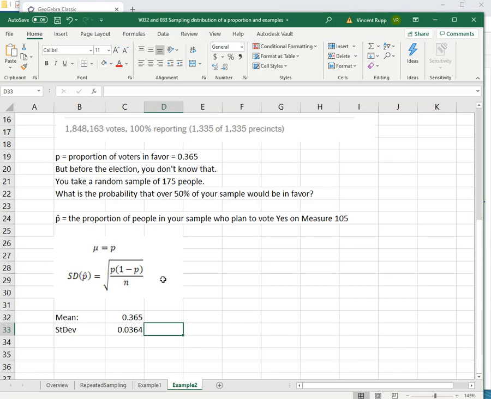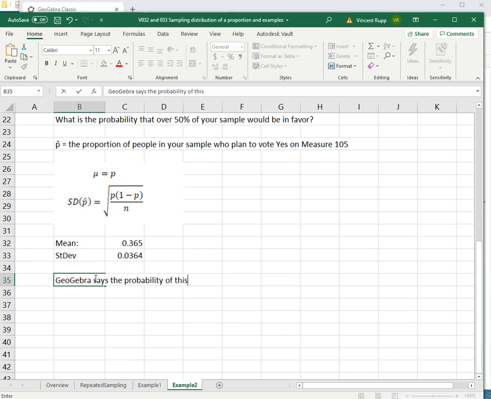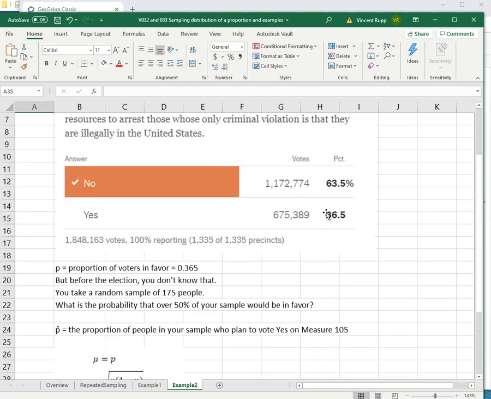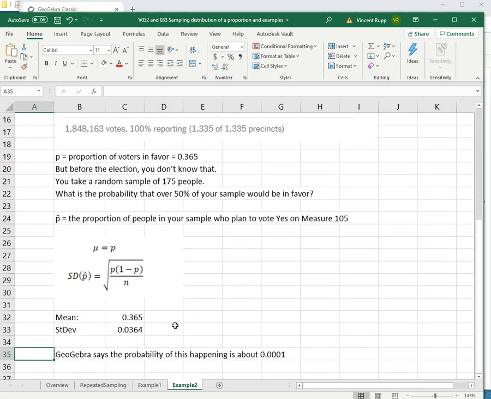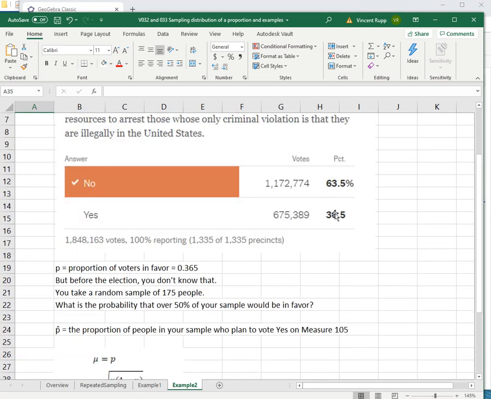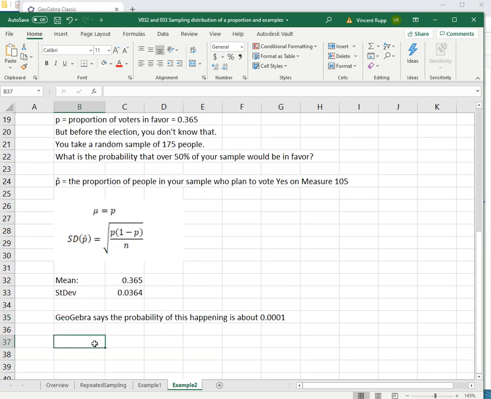0.0001. So you might write something like, GeoGebra says the probability of this happening is about 0.0001, which is very unlikely. So if you're doing some polling before the election and something is not going to pass, like it's not even going to be close, there's not much chance that your sample statistic is going to be close to that. If this had been a much closer matchup, then this probability would be much higher, but it wasn't.